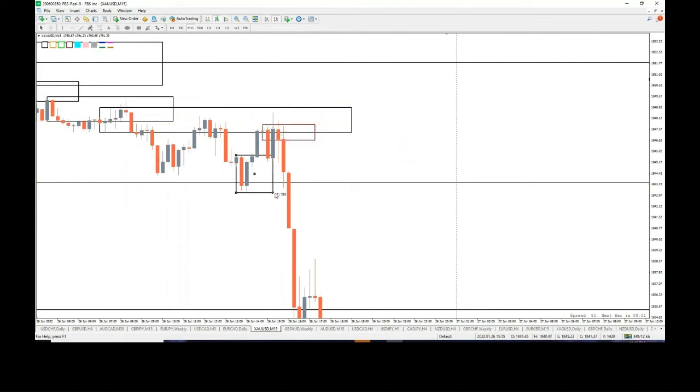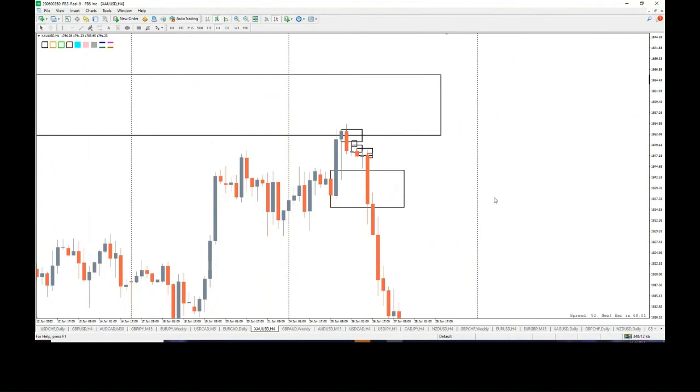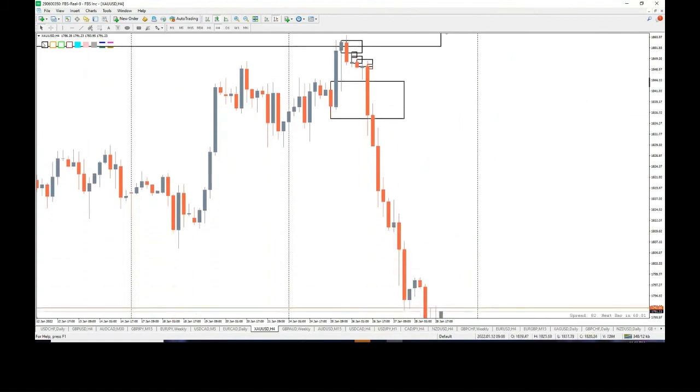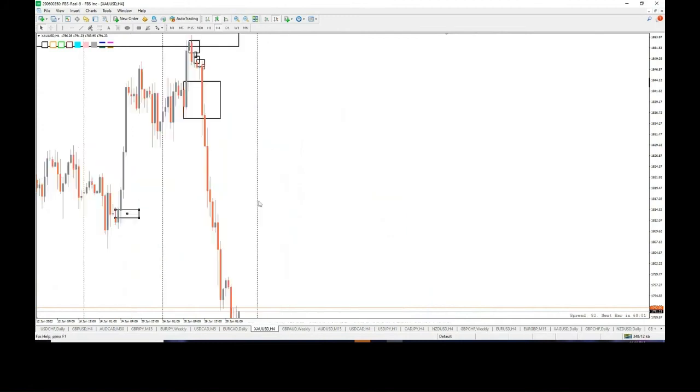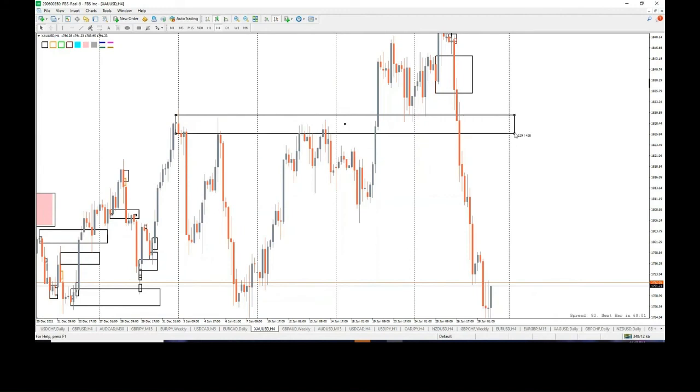So if you entry here, you have to TP your buy here because there's a confirmation for sell. See it? So you have to sell until the next H4 zone. This is your next H4 zone, right?